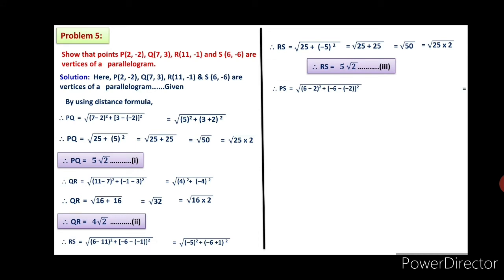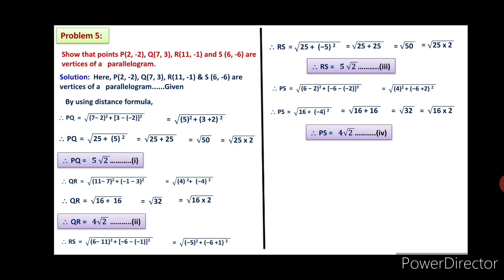So PS is equal to the square root of (8 minus 2) squared, plus (6 minus 2) squared, plus (6 minus of minus 2) squared. So this 6 minus 2 is nothing but 4 squared, plus (minus 6 minus of minus 2, that is plus 2) squared. Therefore PS is equal to the square root of 16 plus (minus 6 plus 2, that is minus 4) squared. Therefore you are getting root of 16 plus 16, that is root of 32, that is root of 16 into 2, and the square root of 16 is 4. Therefore PS is equal to 4 root 2.